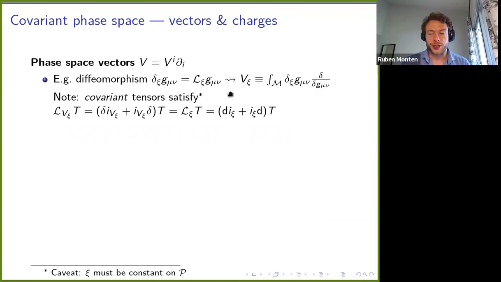We all know sort of what covariant tensors are in general relativity, but from this point of view, the statement is that the Lie derivative of a covariant tensor in the phase space coincides with the Lie derivative in spacetime. And using Cartan's magic formula, we can write this as follows.